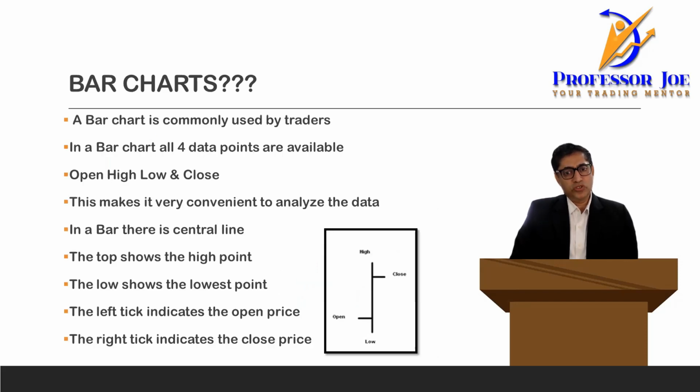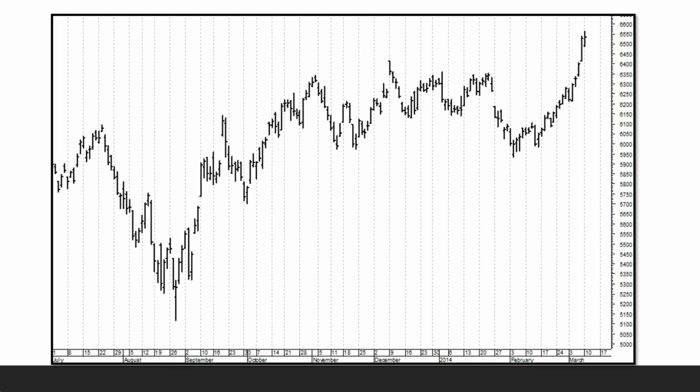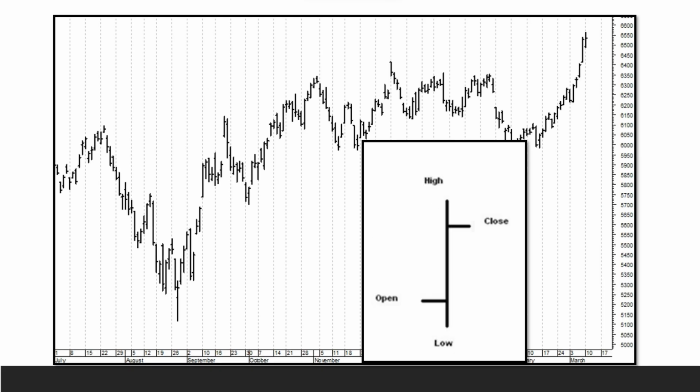It is one of the most common charts used by traders, even in intraday trading. In a bar chart, four data points are clearly available: the open price, the high price, the low price, and the closing price. This makes it very convenient to analyze the chart and understand the psychology of the traders in that particular time frame. In a bar, there is a center line.